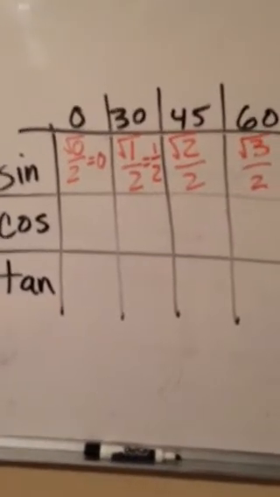Okay, now what about cosine? Cosine doesn't move forwards, it kind of moves backwards. So we're going to start with, here we go, 4, 3, 2, 1, 0. All right, now if this worked out beautifully, we're going to take the square root of each and divide it by 2. So square root of 4 divided by 2, square root of 3 divided by 2, square root of 2 over 2, square root of 1 over 2, and square root of 0 over 2.